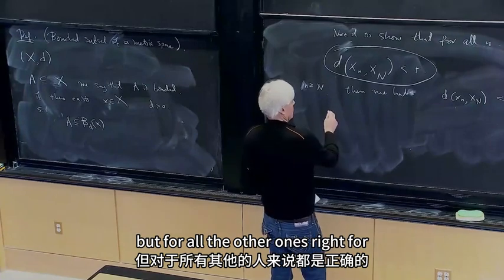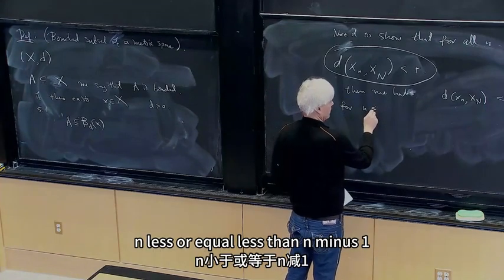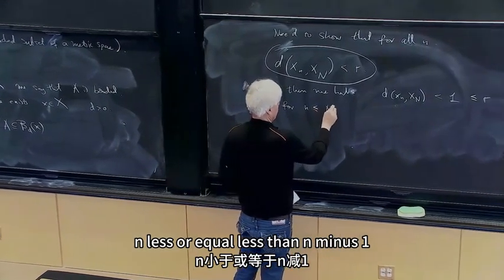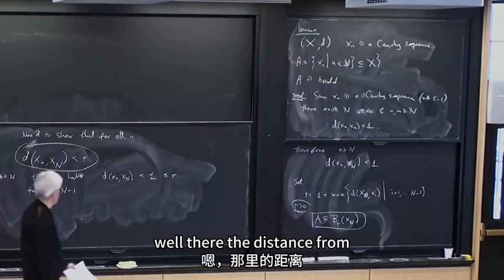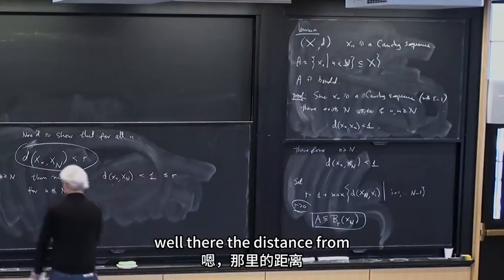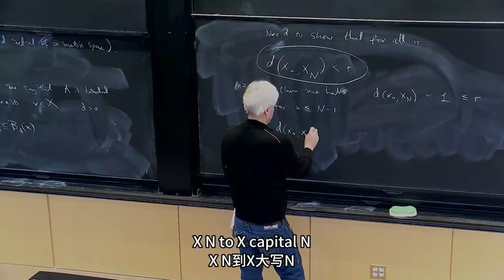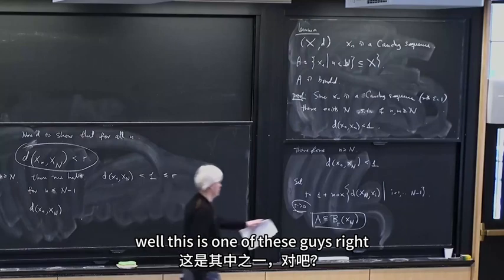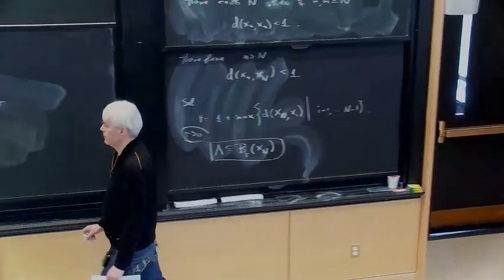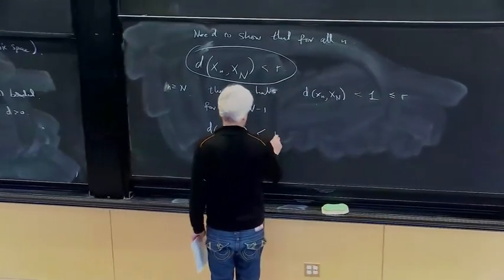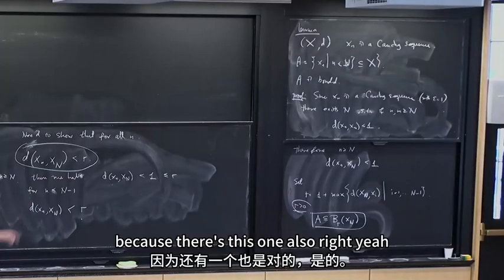But for all the other ones, for n less than or equal to N minus 1, these are the remaining ones. There, the distance from x_n to x_N is one of these guys, so it's clearly less than capital R, and really strictly less than, because there's this 1 also, right?